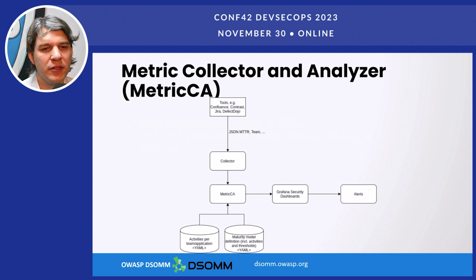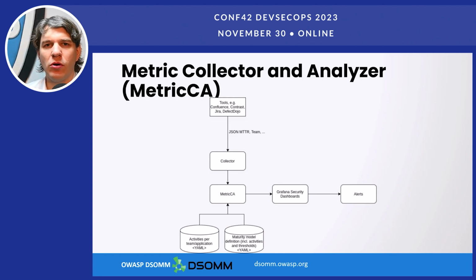The metric collector and analyzer. Here you see an overview for it. So on the bottom, you have three different YAML files. You have activities per team and per application. So some activities are per application and some activities per team. So when you have, for example, a security champion per team, then this is team-based, and the activity status is inherited to the applications of that team. You have a 1-to-n relationship here.